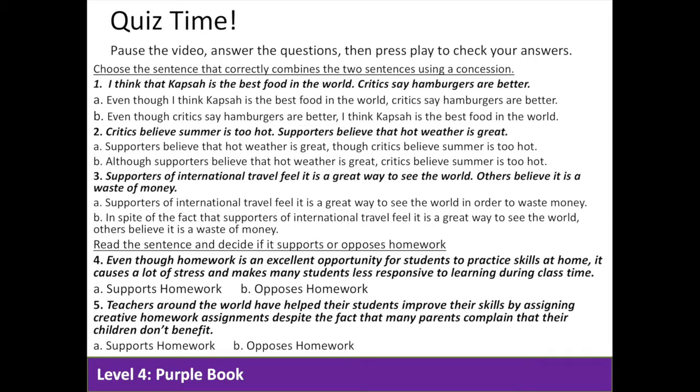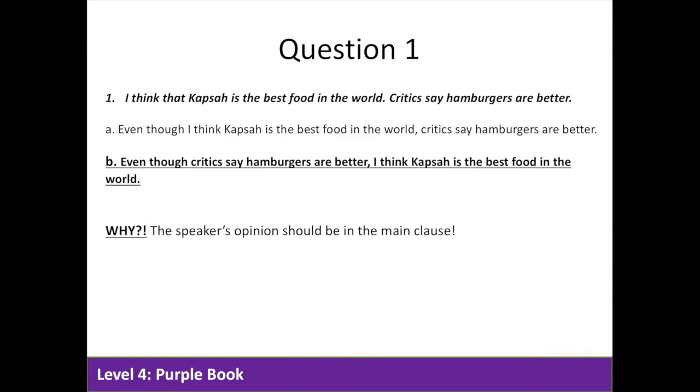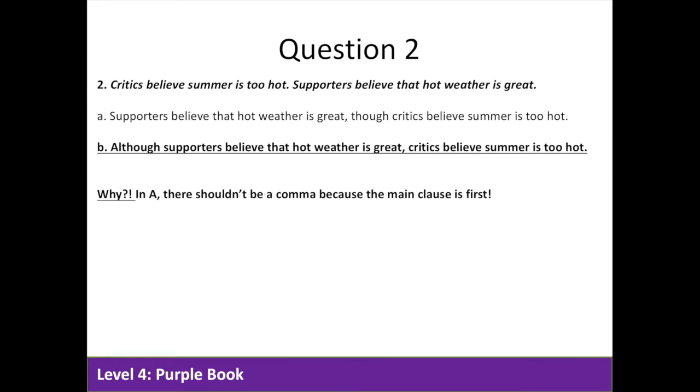Now, let's take a practice quiz. Pause the video and answer the questions, then press play so we can check your answers. Question 1. We'll need to combine these two statements using a concession. Looking at B, even though critics say hamburgers are better, I think kabsa is the best food in the world. We started with a concession, we have a comma in the middle, and the speaker's opinion is in the main clause, so B is correct.